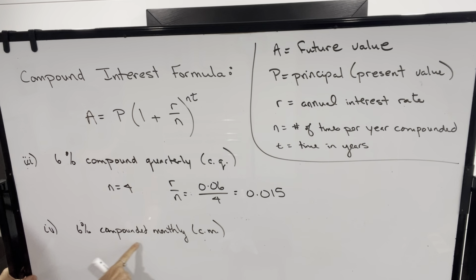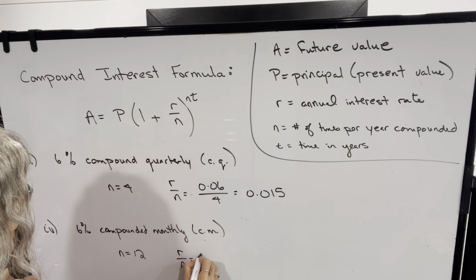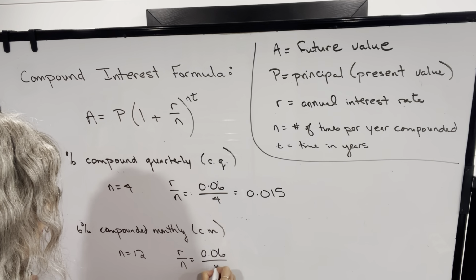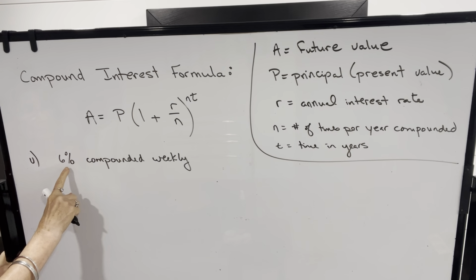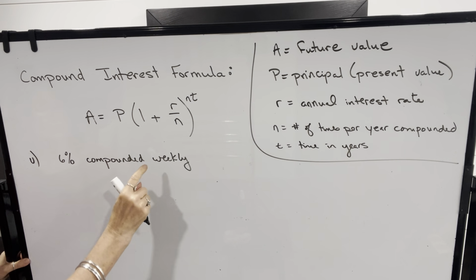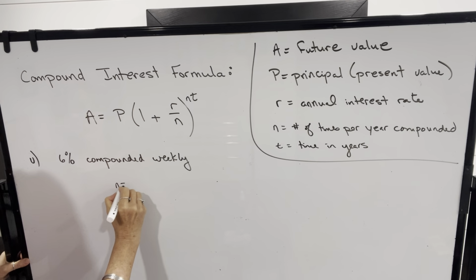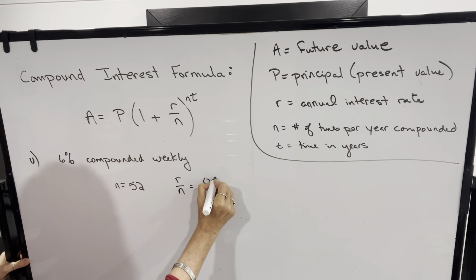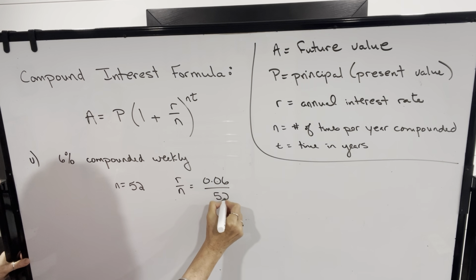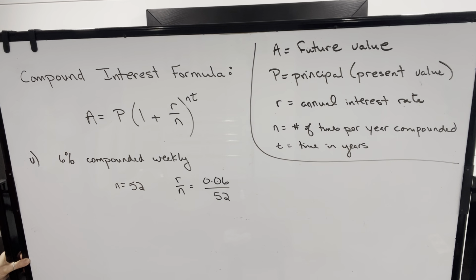If we have 6% compounded monthly, that means we have 12 compound periods in a year. And R over n would be 0.06 divided by 12, which is 0.005. If we had 6% compounded weekly, we would have n equal to 52, and then R over n would be 0.06 divided by 52, and we would leave it in fraction form when we did calculations because this doesn't work out to a nice even decimal.